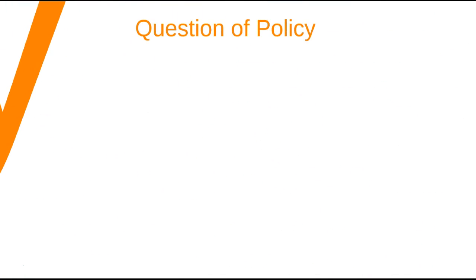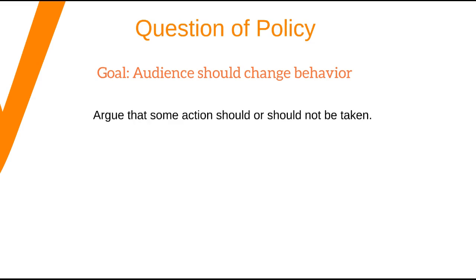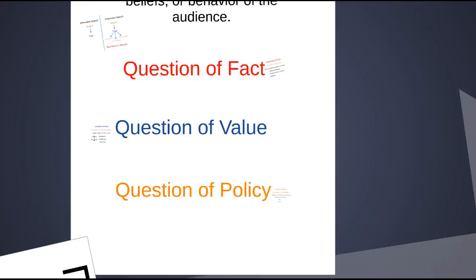Question of policy is not asking for the audience to believe something or to change their attitude on something, but rather they need to change their behavior. So for here, you're asking that some action should take place or maybe should not take place. So you need to answer the questions of who will be taking on this action and what the actual action is. So let's look at examples.